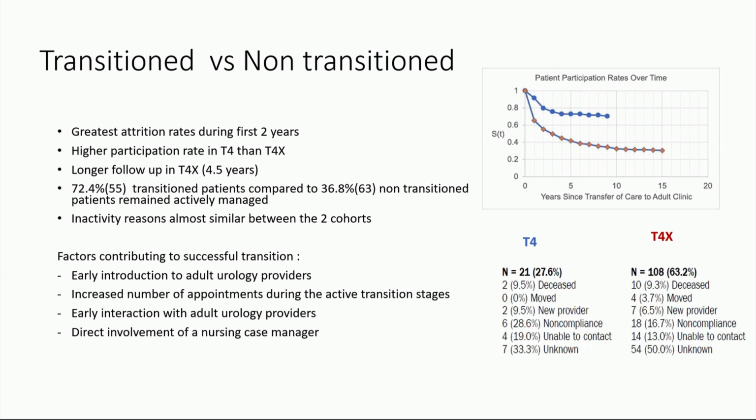Although the reasons for inactivity remained almost similar in both cohorts, with non-compliance being the most common reason, they finally concluded that the factors that contributed to a successful transition were the early introduction to the adult urology providers, an increased number of appointments during the active transition stages from T3 to T4, early interaction with adult urology providers, and direct involvement of the nursing managers.